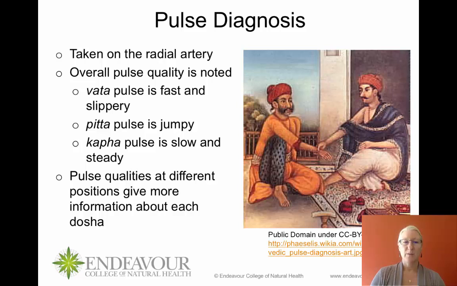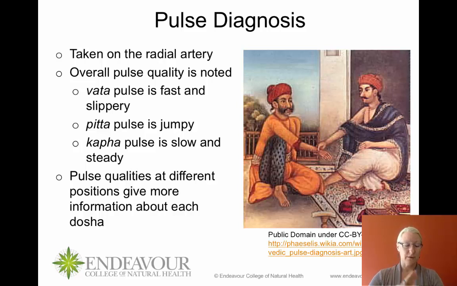And so Ayurvedic pulse diagnosis, similar to Chinese medicine, the pulse is taken on the radial artery, which is just here on the wrist. It's taken on both sides, and the overall pulse quality is noted. The Vata pulse will tend to be fast and slippery. A Pitta pulse will tend to be jumpy and sometimes feel kind of aggressive, like it's really pushing. And a Kapha pulse will tend to be slow and steady. And the pulse qualities are different at different positions on the wrist.